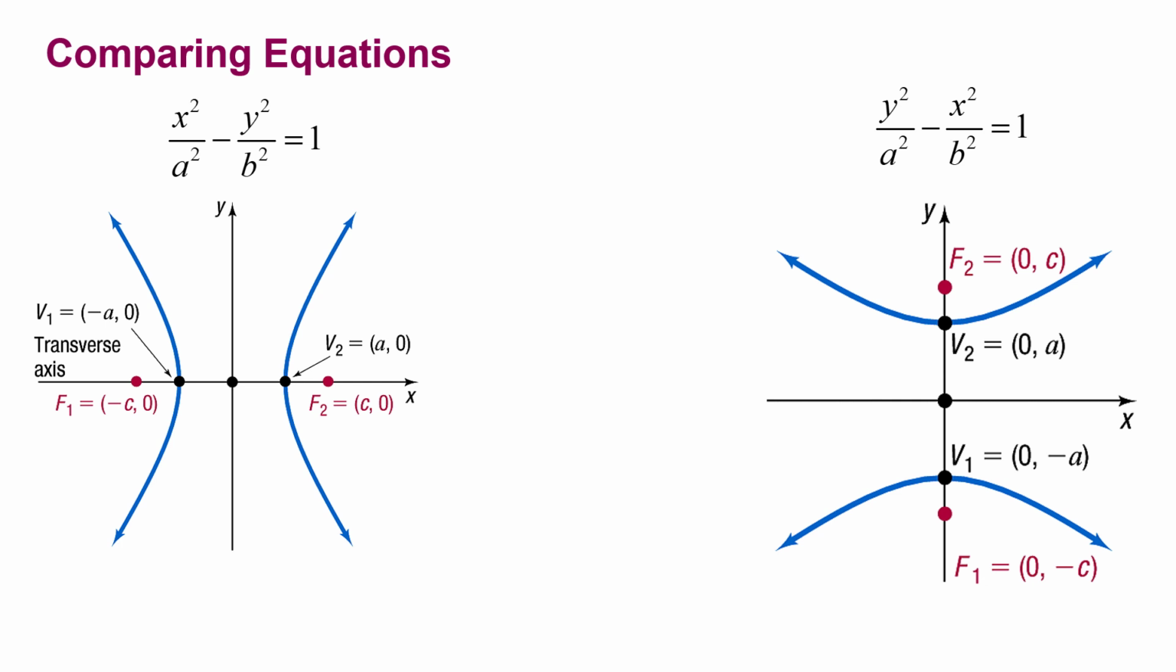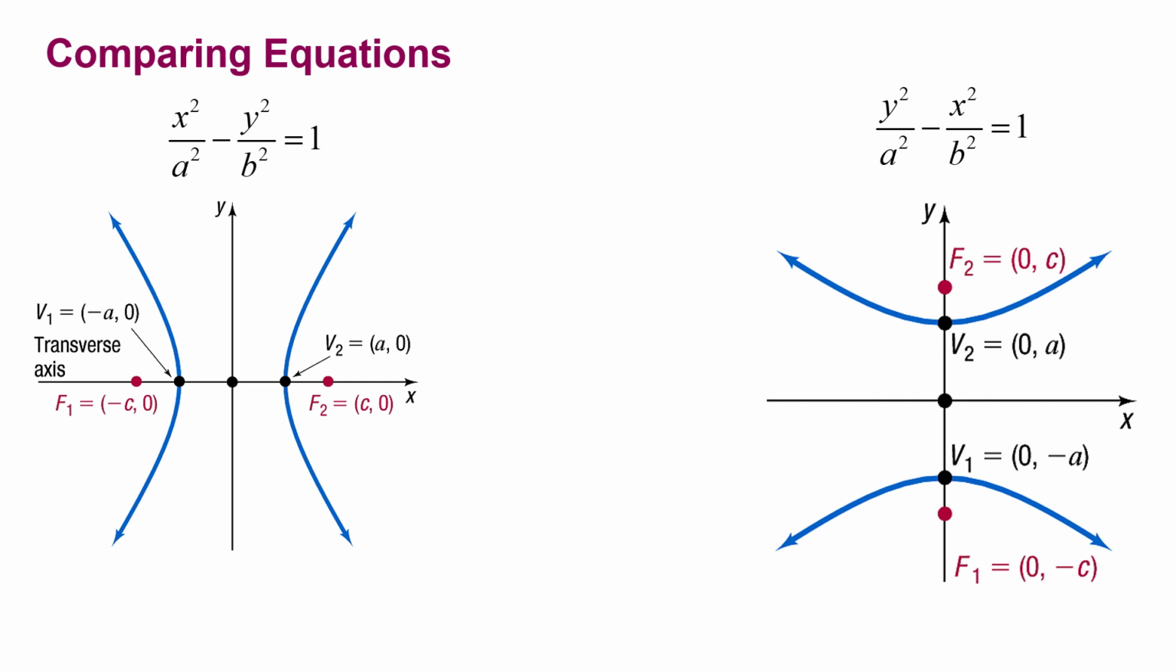I like to recognize this as being related to which term is being added on the left side of the equation. In other words, note for the equation x squared divided by a squared minus y squared divided by b squared equals 1 that the y squared term is being subtracted and thus the x squared term is being added. Now, since the x squared term is being added, then the transverse axis is the x-axis. Now similarly, for the equation y squared divided by a squared minus x squared divided by b squared equals 1, the x squared term is being subtracted and thus the y squared term is being added. And since the y squared term is being added, then the transverse axis is the y-axis.